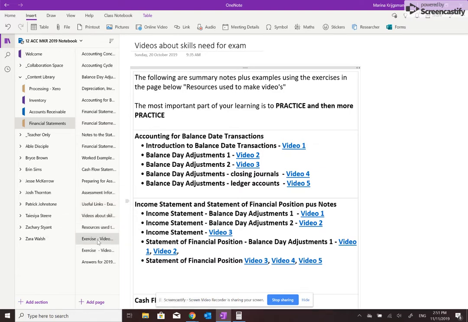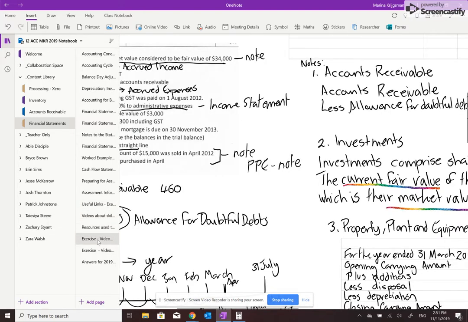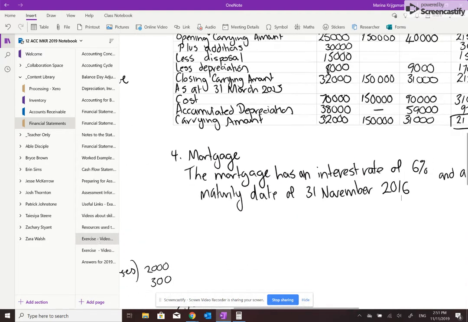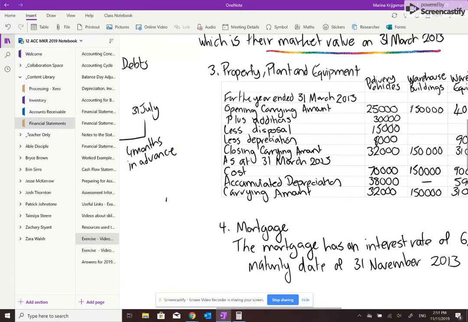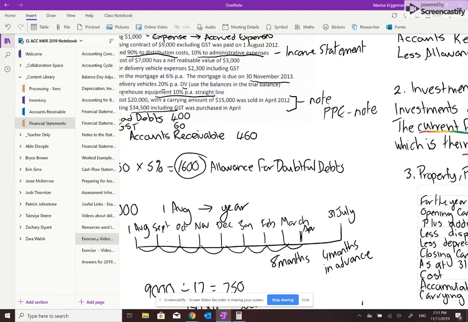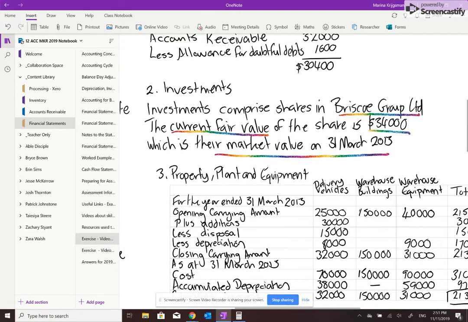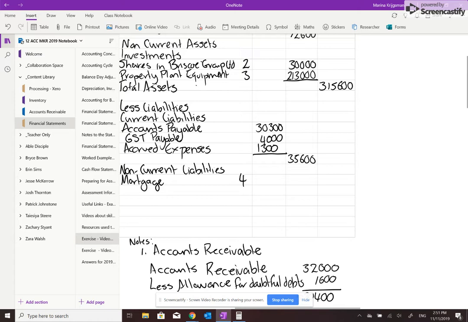Okay, now there's a small detail that I didn't actually pick up. I said that the maturity date of the mortgage was 2016. It actually is 2013, which means that it is actually no longer a non-current asset. Okay, so the maturity date was 30th of November. So we're actually going to have to pay that mortgage in the next year.